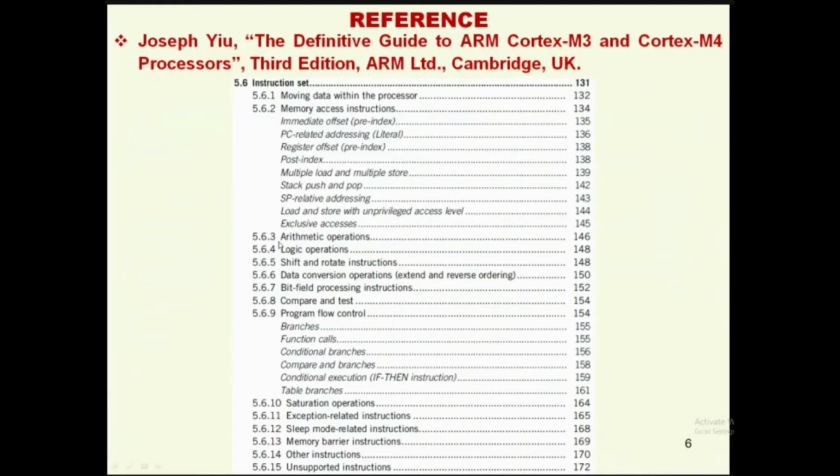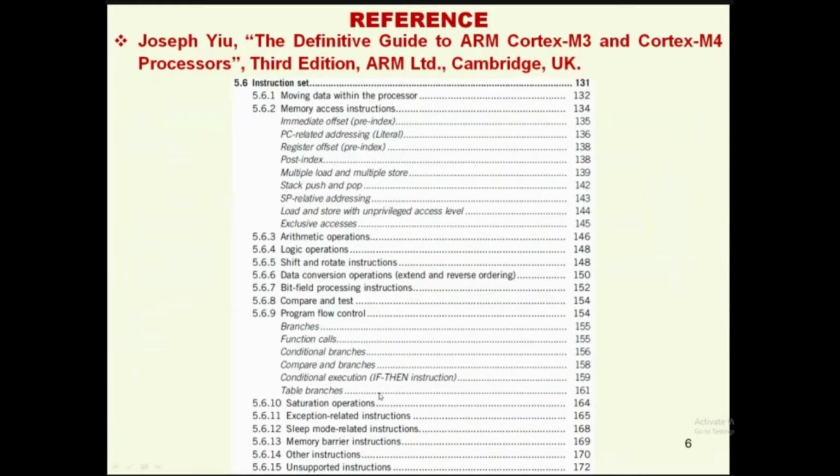5.6.3 to 5.6.8 come under data processing instructions, which include arithmetic operations, logical operations, shift and rotate instructions, data conversion operations, bit field processing instructions, compare and test instructions. And 5.6.9 is program flow control. So branches, function calls, conditional branches, compare and branches, if-then-else instructions, and table branches come under this category. So data transfer instructions, data processing instructions, and control flow instructions are the major classifications, which will be discussed in detail in this fifth chapter of the textbook.